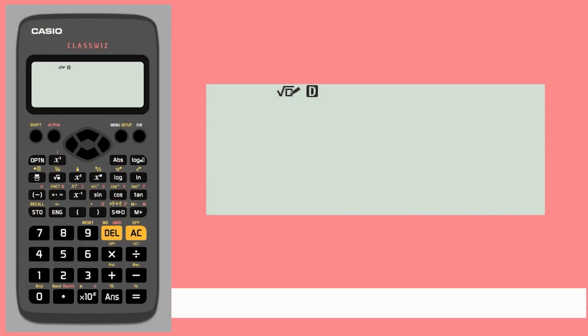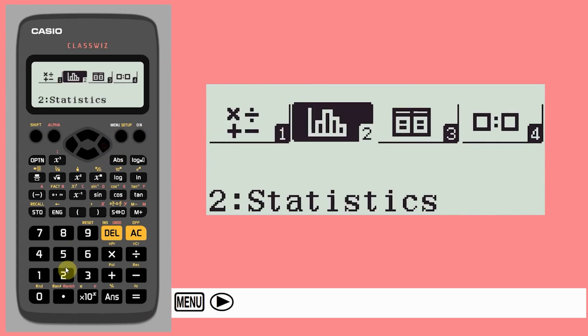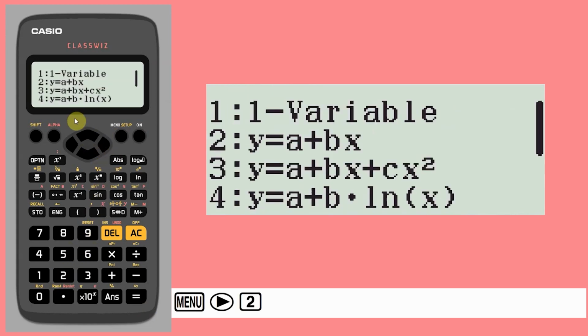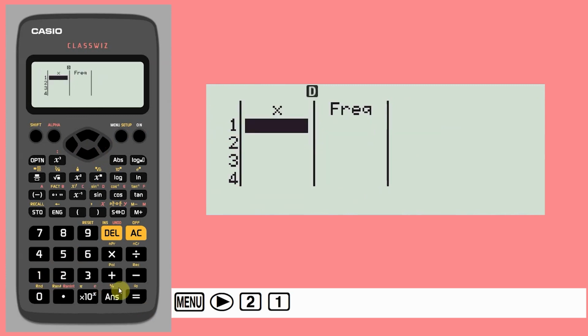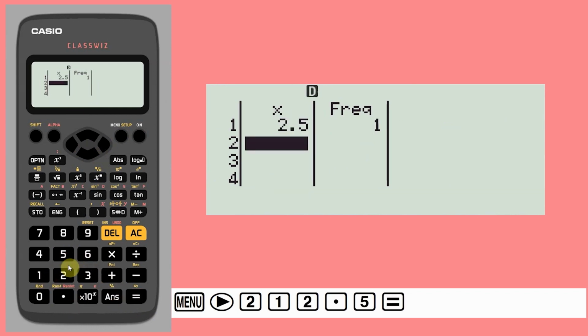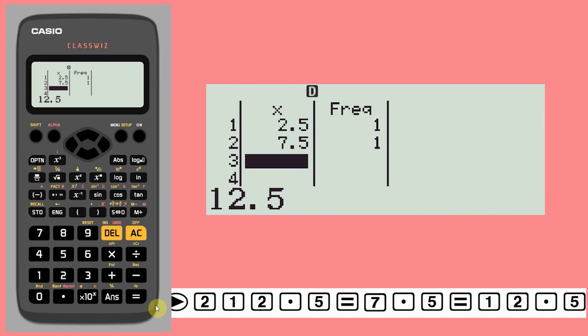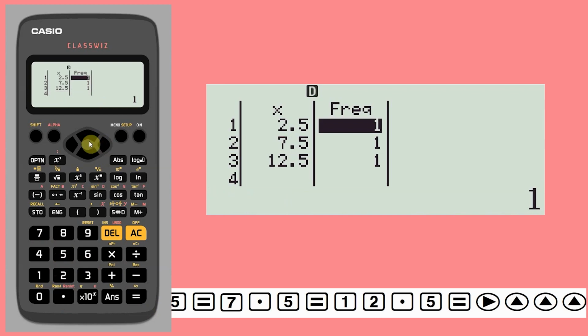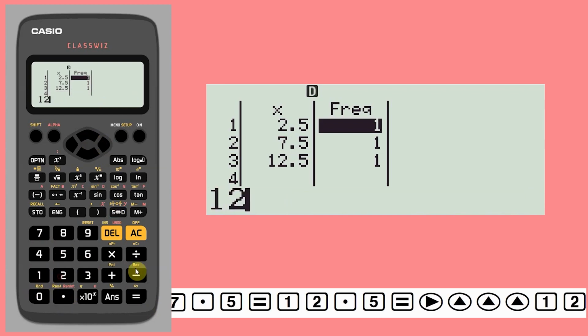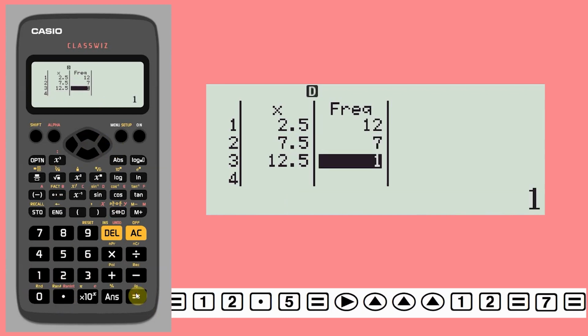Okay, so in order to use the calculator to do question 6, you're going to hit menu, go to statistics, and choose one-variable. And then in the X column, you're going to put those midpoints we worked out. So 2.5, 7.5, and 12.5. And in the frequency column, you go along and fill in 12, 7, and 1. You're then going to press AC.